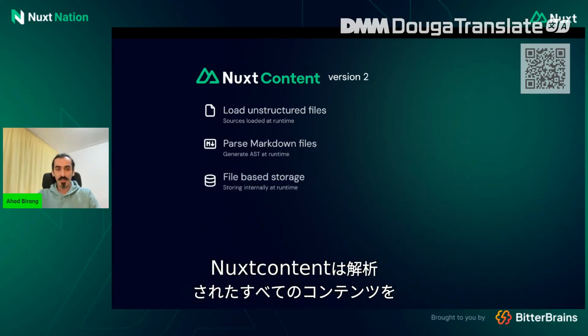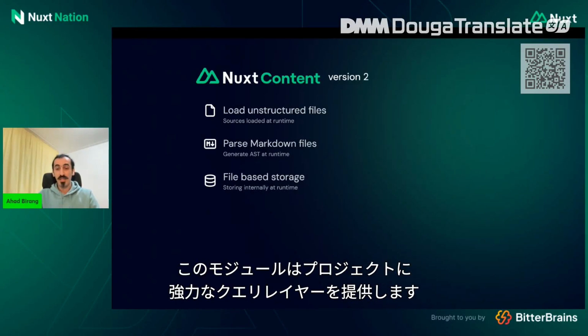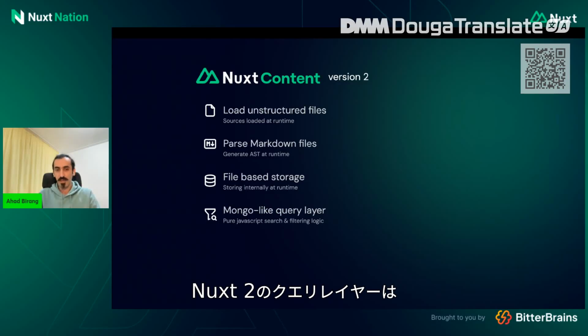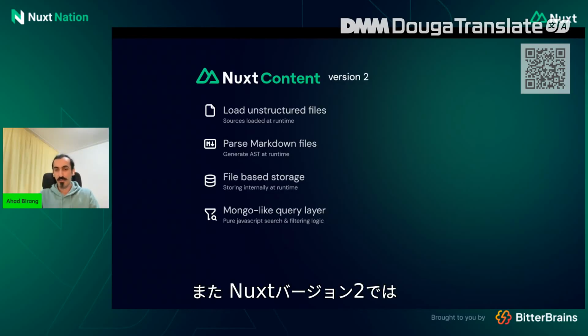In order to access all the contents in the production environment, Nuxt Content stores all the parsed contents in an internal file-based data storage. The module provides a powerful query layer for your projects. The query layer in Nuxt Content version 2 is similar to the query syntax of MongoDB.